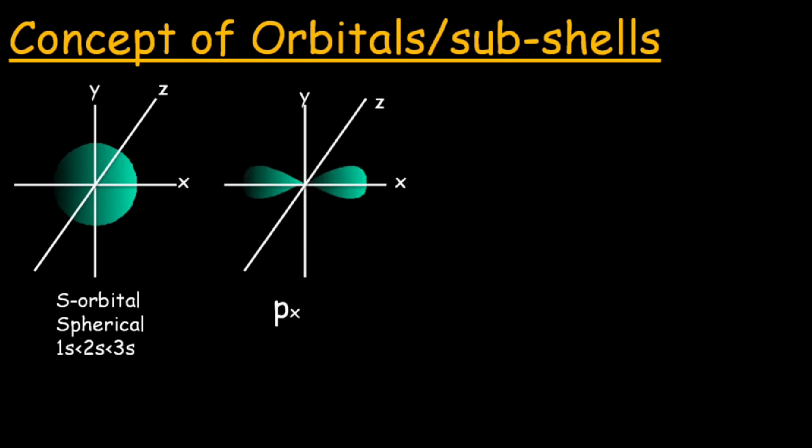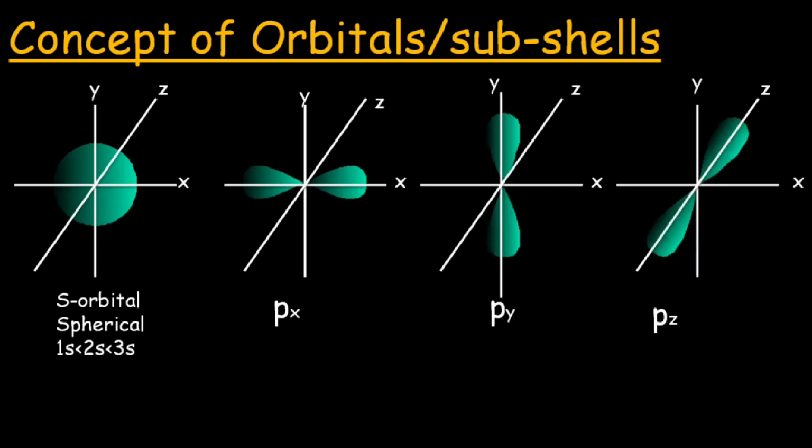While p orbital has threefold degeneracy. The spatial orientation for electron in p can be along px, py, and pz, along x, y, and z axis. The shapes of p orbitals are dumbbell.